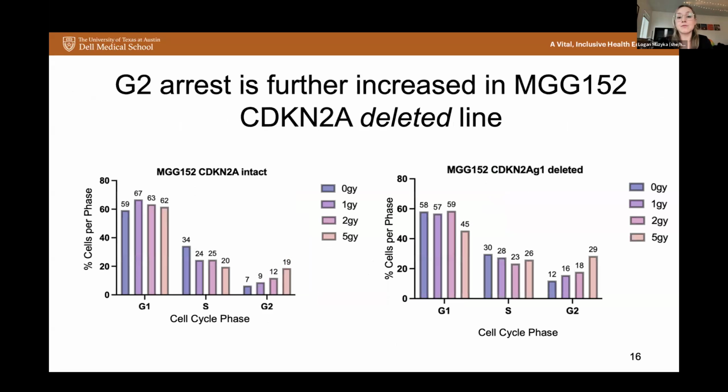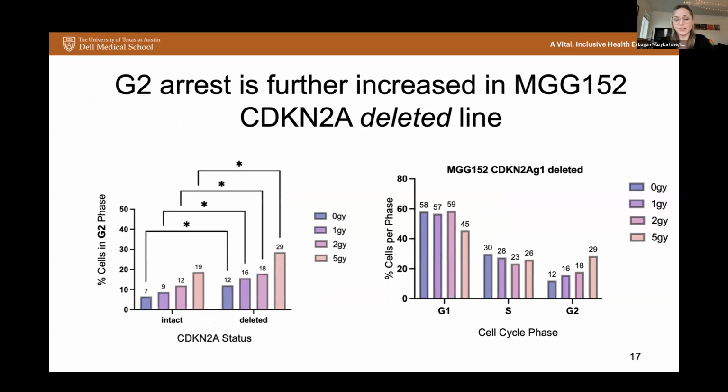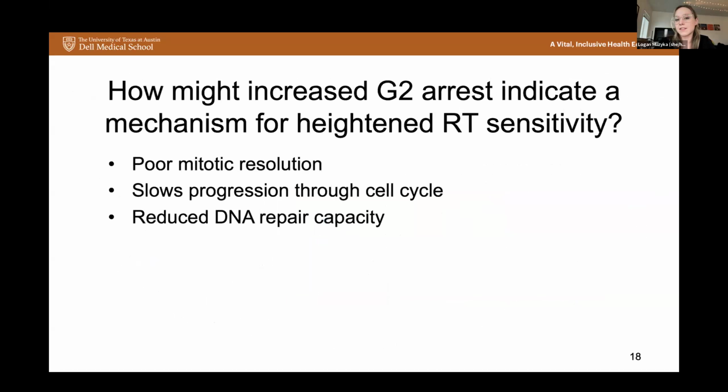And what I found is that this arrest is further increased in the CDKN2A deleted line. If you look at the graph on the right, we can see the G2 proportion increases with increasing radiation doses, but this also starts at a higher proportion than the CDKN2A intact and further increases. And this was statistically significant as well. So how might this increased G2 arrest indicate a mechanism for heightened sensitivity? We have some hypotheses. Perhaps there's more poor mitotic resolution.